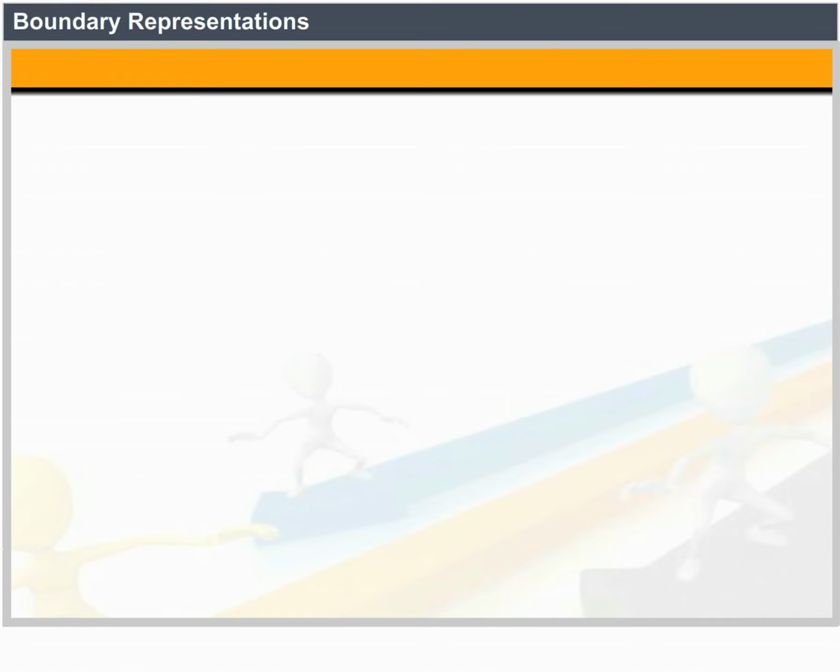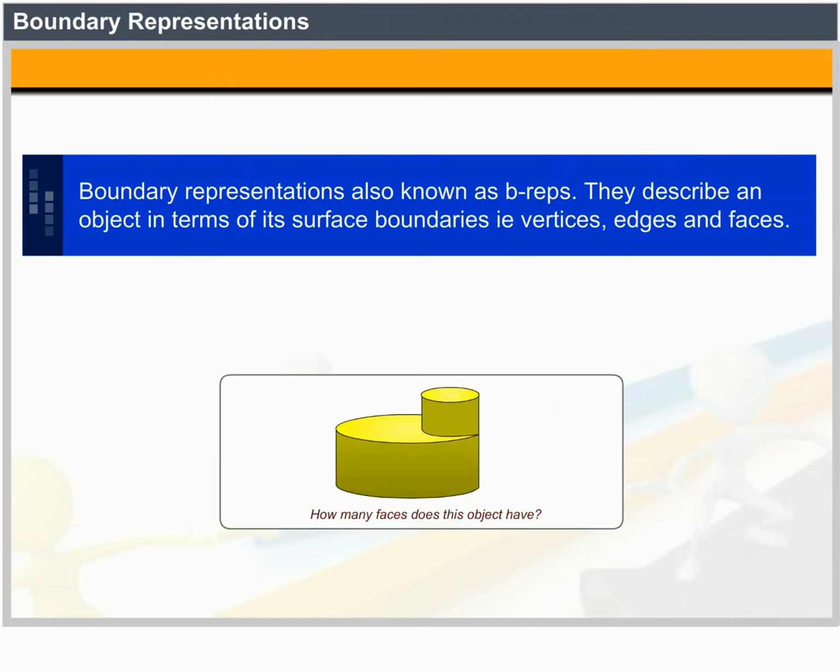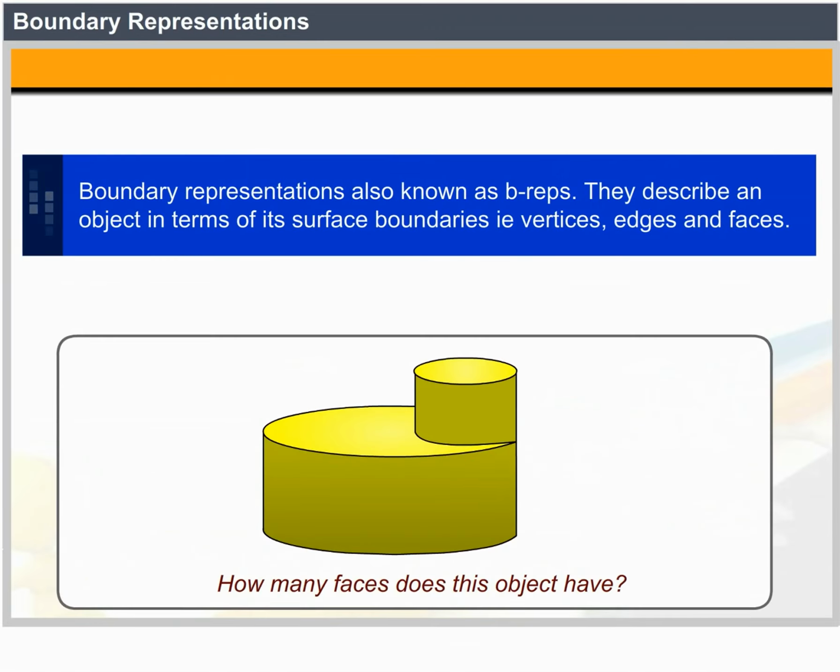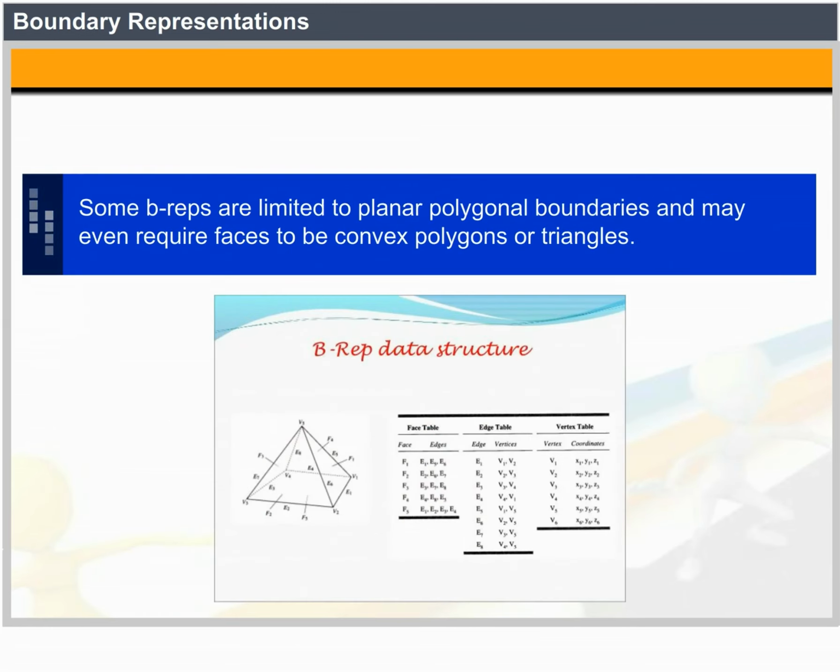Boundary representations. Boundary representations, also known as B-reps, describe an object in terms of its surface boundaries: vertices, edges, and faces. Some B-reps are restricted to planar, polygonal boundaries and may even require faces to be convex polygons or triangles.